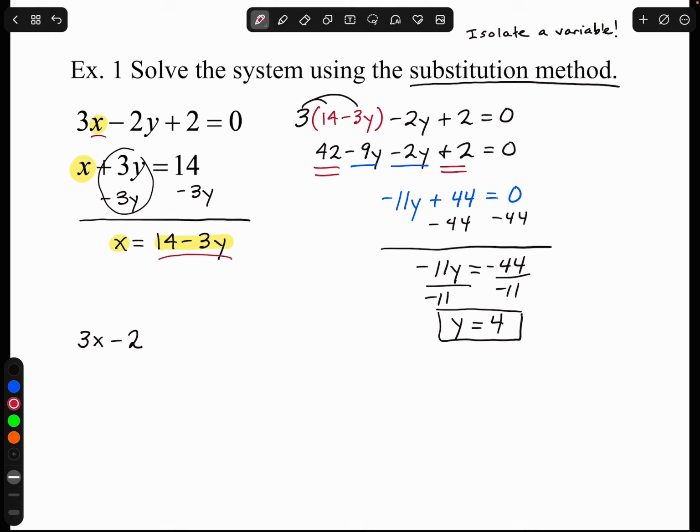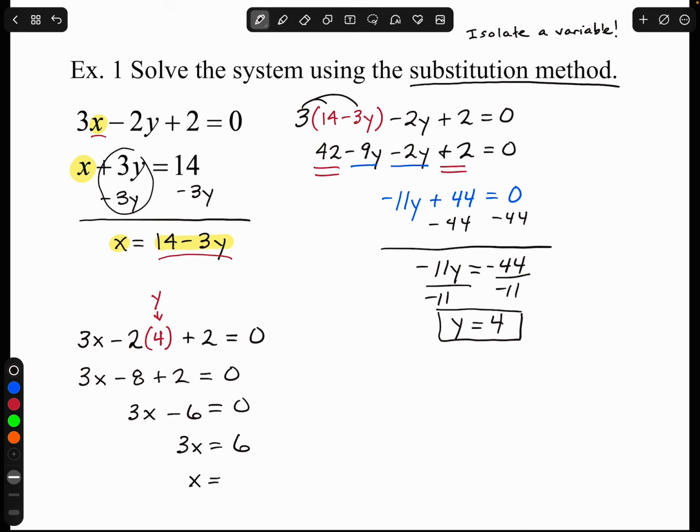Let's see, 3x minus 2. Instead of times y, we're going to substitute the 4 in, so this is like our y value. And then we have plus 2 is equal to 0. So this would be 3x minus 8 plus 2. Should be 3x minus 6 equals 0. Add our 6, we've got 3x equals 6, so x has to equal 2.